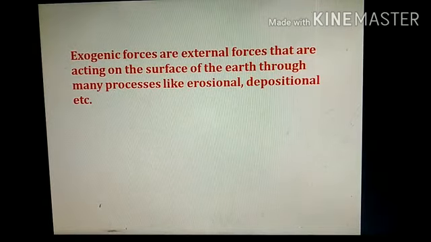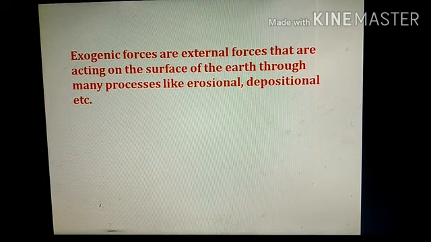That means exogenic forces are external forces that are acting on the surface of the earth through many processes like erosional, depositional, etc. Do you know the examples of exogenic forces? The examples of exogenic forces are work of a river, work of sea waves, work of wind, etc. These are the main factors related to endogenic and exogenic forces. Let's conclude today's section by recollecting important concepts.